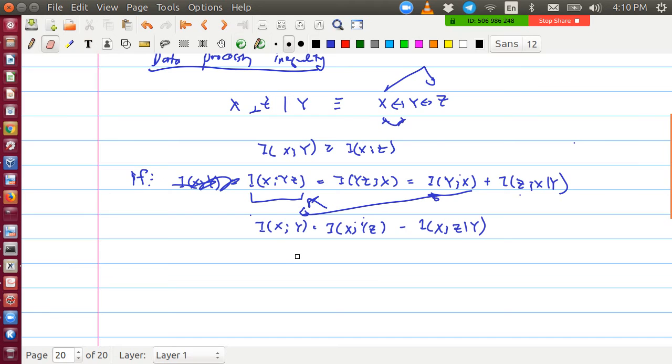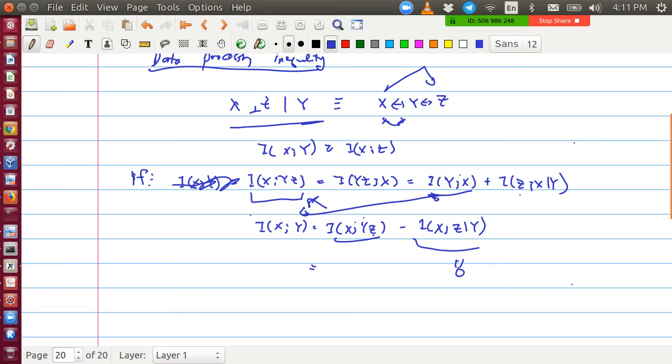That's right. Yes. So now, of course, this is equal to 0, right? Because we have the assumption here. We have conditional independence given Y, so I(X;Z given Y) should be equal to 0. Oh, yeah, we just have that. So therefore this is equal to this term only, I(X;Y,Z).